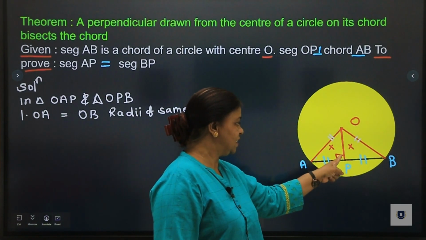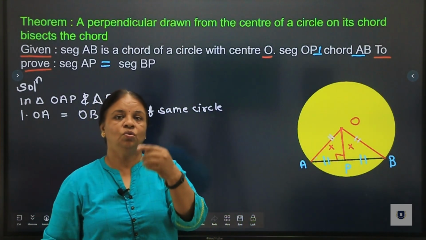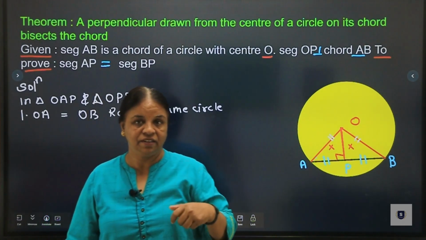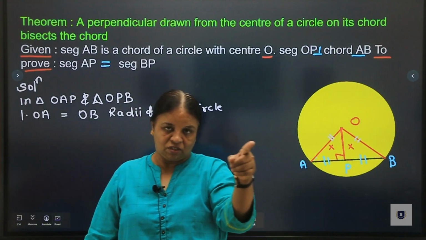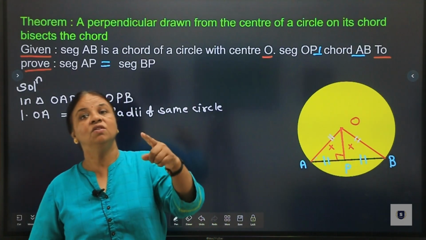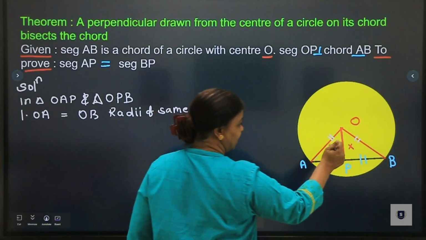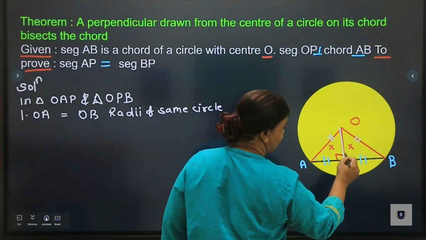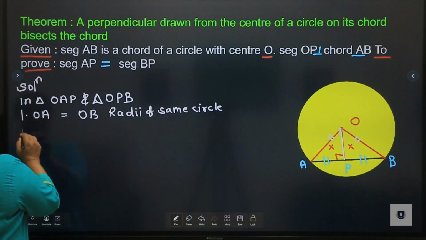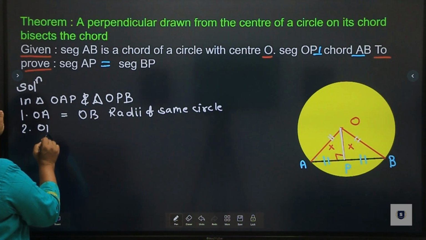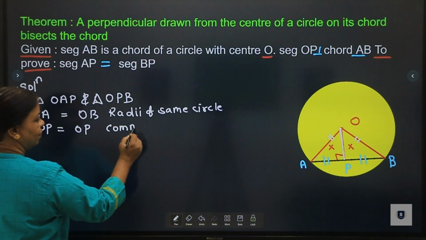Now what about this side? These two triangles are touching one another. So if one single wall is shared by two rooms, then that wall is common to both the rooms. The length of the wall of one of the rooms is equal to the length of the same wall in the other room. So this length is equal to this length because that is common in both the triangles. So we can say, second point, OP is equal to OP. Why? Common line or common segment.